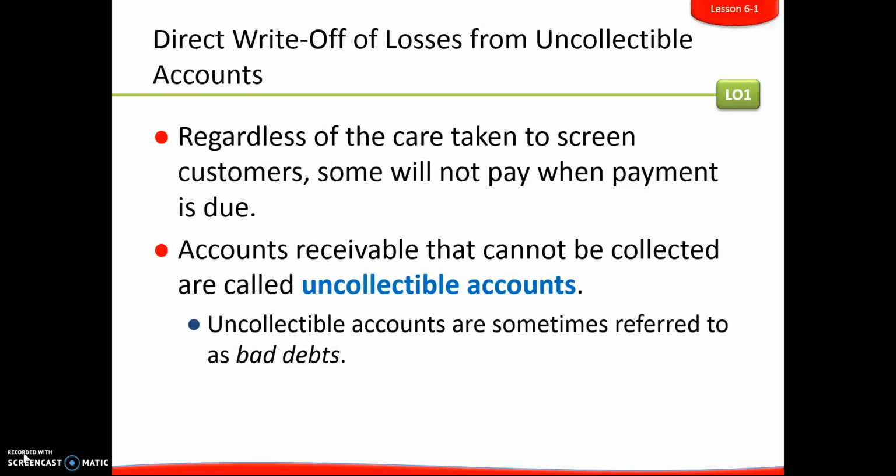Now, regardless of the amount of time that we spend trying to screen our customers, we still have some that are not going to pay when their payment is due. And so we refer to those accounts receivable as uncollectible accounts. So when people owe us money, of course, we classify that still as an asset, but we put it in accounts receivable, and when we deem that they cannot be collected, we call it uncollectible accounts. Sometimes they're referred to as bad debts, but more often than not, we hear them referred to as uncollectible accounts.